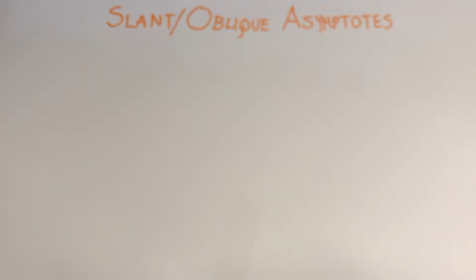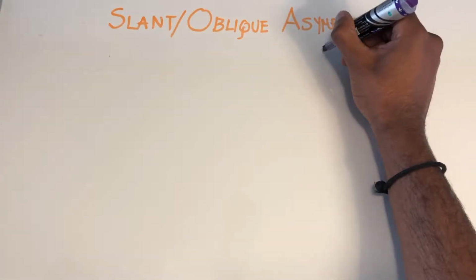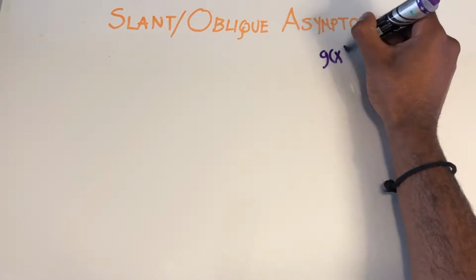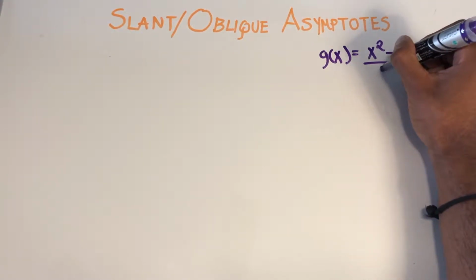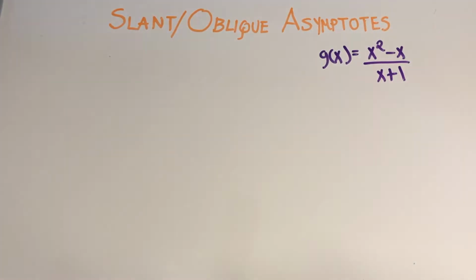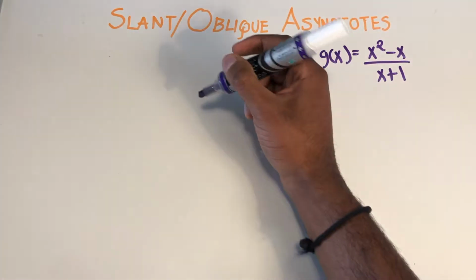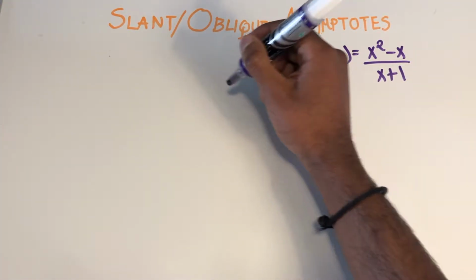Now, I'm going to use the same example I used in my previous video of horizontal asymptotes. And we had a function that looked like this. We have g of x is equal to x squared minus x over x plus 1. Now, to find the slant asymptote, like we said, we must divide the numerator by the denominator. We can use either method, either the synthetic or the long division. For this example, let's use the synthetic division.